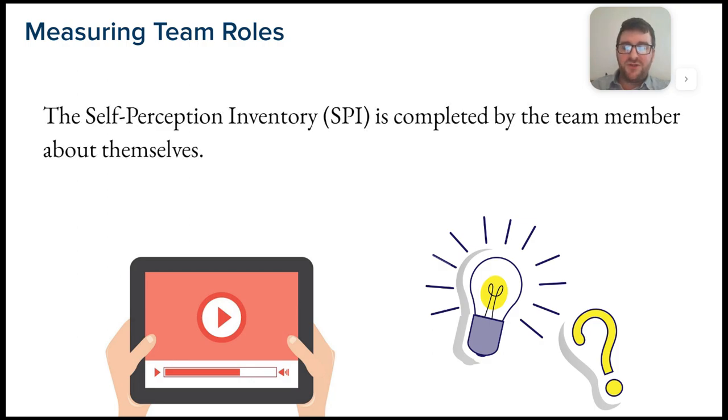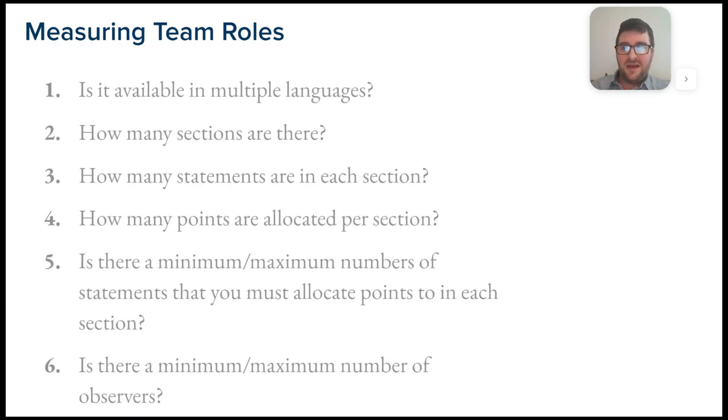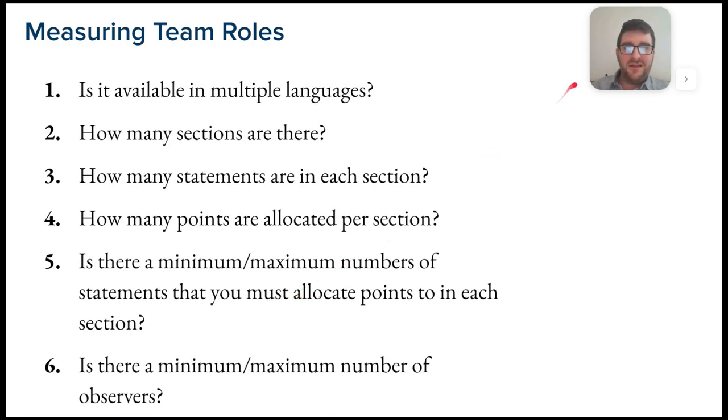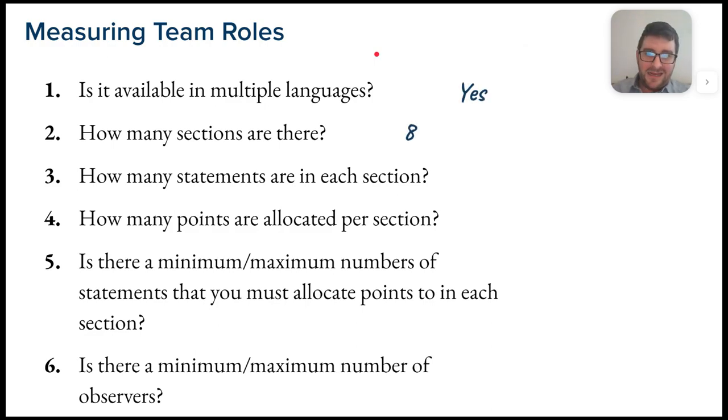So the self-perception inventory, SPI, is completed by the team member about themselves. And the way I'll go through this is just by some questions. So is it available in multiple languages? Yes. How many sections are there? 8 sections. How many statements in each section? 10. So we've got 8 sections with 10 statements in each one. And how many points are allocated? Also 10. I'll show you how they're allocated in a moment.